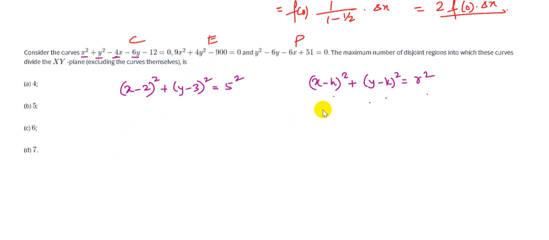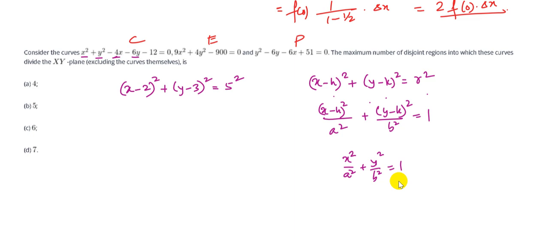The standard form of an ellipse is x minus h whole square by a square plus y minus k whole square by b square equals 1. Now here I can see that it's only x square and y square, so there's no x or y term, so I can reduce this to x square by a square plus y square by b square equals 1. Center will be at the origin.